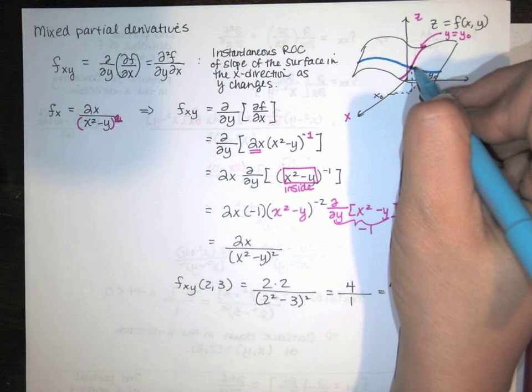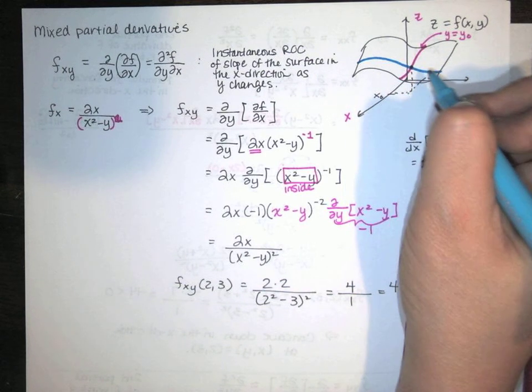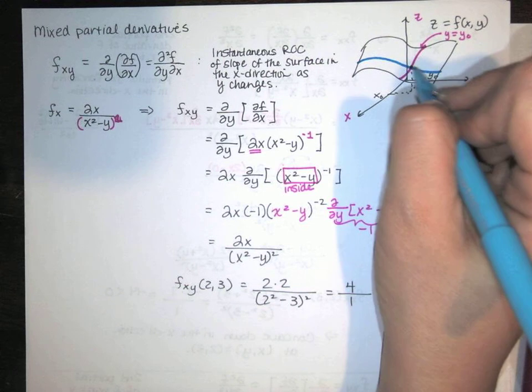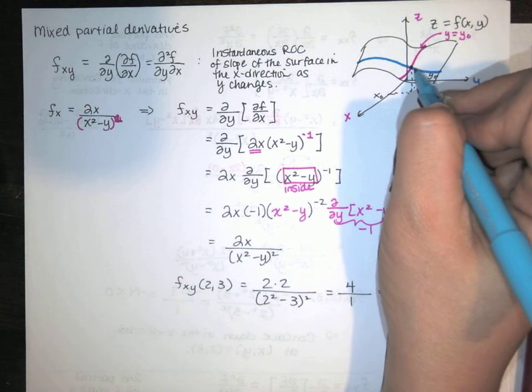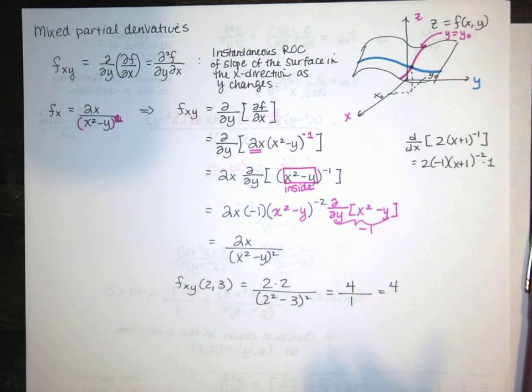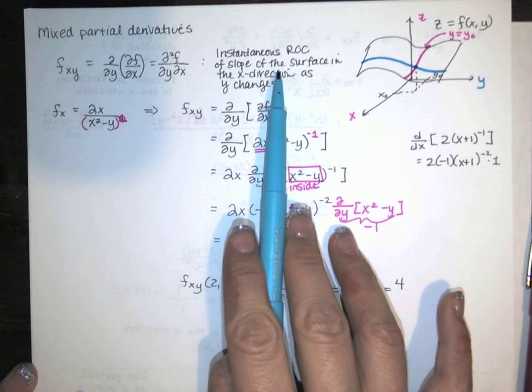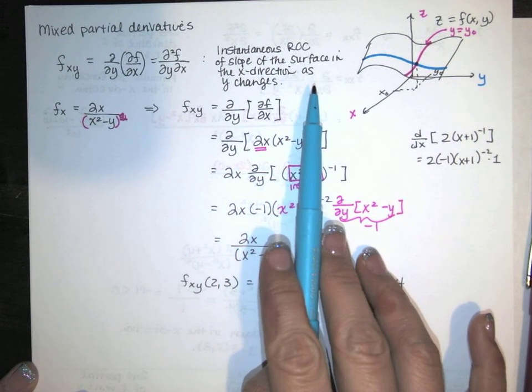And I look at the slope of the surface in the y direction, and we're going in the positive y direction, which is over here. And I say, what happens to the z values there? It looks like the z's are going down. Well, this is asking about how does the slope of the surface in the x direction change?